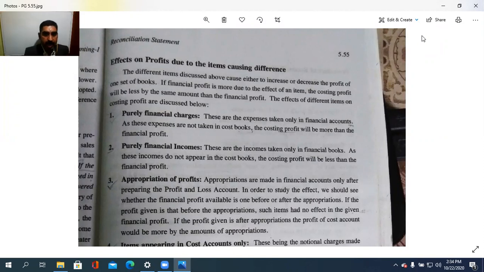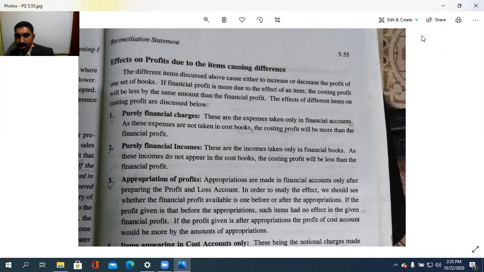ഫിനാൻഷ്യൽ പ്രോഫിറ്റ് എടുക്കുമ്പോൾ ഏതെങ്കിലും ഒരു ഐറ്റത്തിന്റെ ബേസ് ചെയ്ത് ഫിനാൻഷ്യൽ പ്രോഫിറ്റ് എടുക്കുകയാണെങ്കിൽ കോസ്റ്റിംഗ് പ്രോഫിറ്റ് അവിടെ കണ്ട് കുറയുന്നു. അതാണ്. അപ്പൊ ഏത് ഐറ്റംസ് ആണെന്ന് നോക്കുക. The effects of the different items on costing profits are discussed below. Purely financial charges, expenses. അപ്പൊ അത് എന്തിനകത്ത് എടുക്കണ്ട? കോസ്റ്റിംഗ് പ്രോഫിറ്റിനകത്ത് എടുക്കണ്ട. Okay. So these are the expenses taken only in financial accounts.